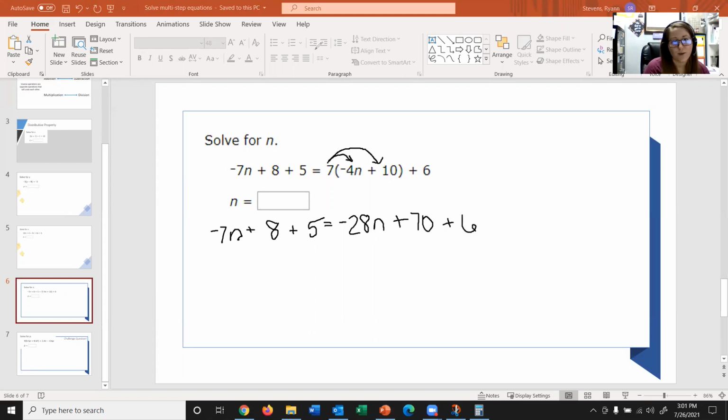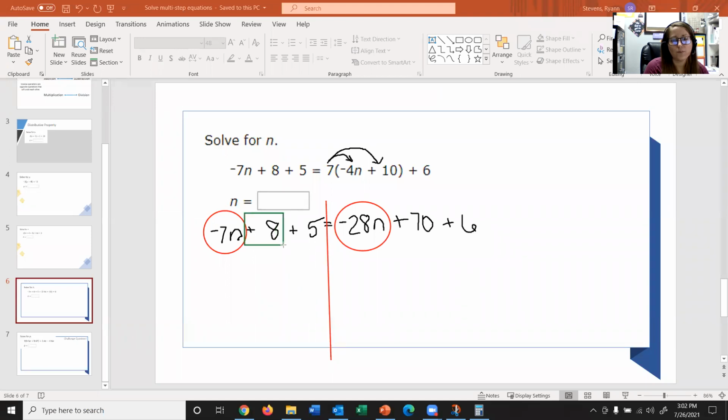Now we can go through and we can combine terms, okay? So I'm going to place a red circle around those terms with variables, okay? And remember too, we're only combining terms on the same side of the equal sign. So we can only combine -7n, 8, and 5 if it's possible. And on this side, we can only combine -28n, 70, and 6, okay? So on this side, I have a -7n. And then on this side, I have a -28n, okay?